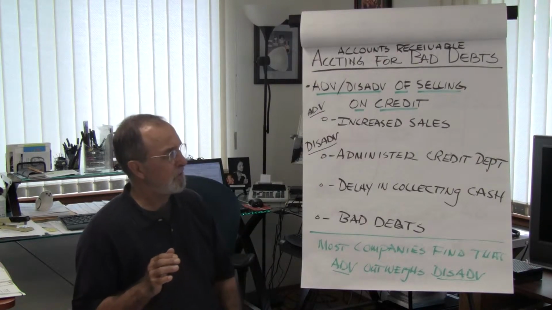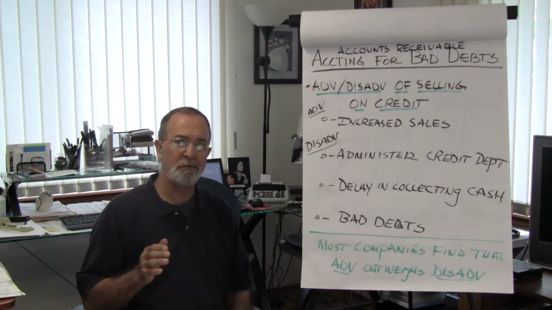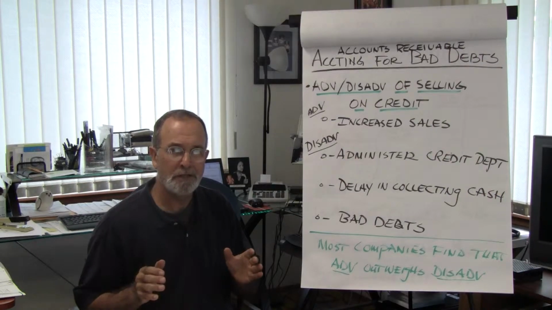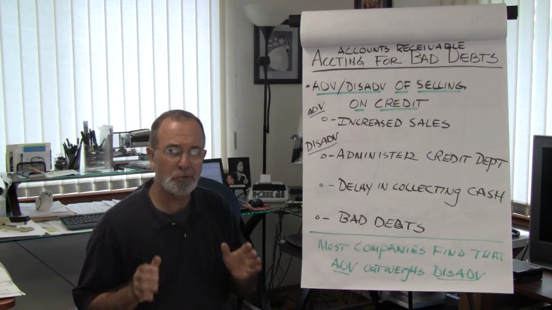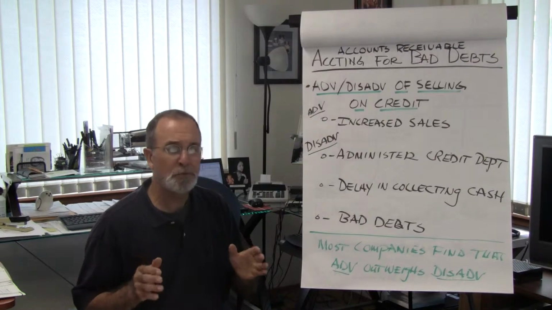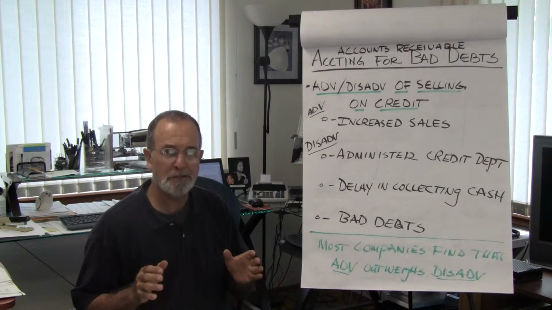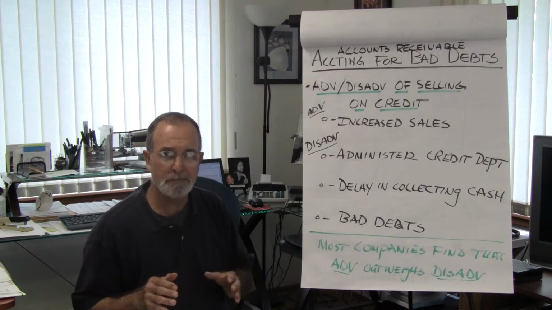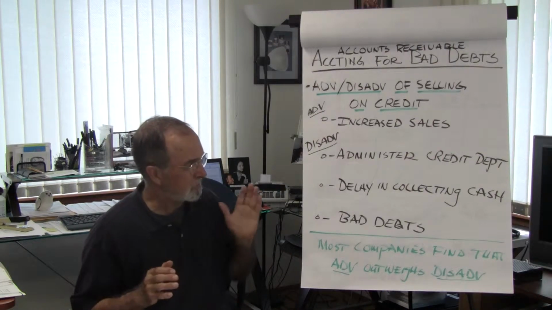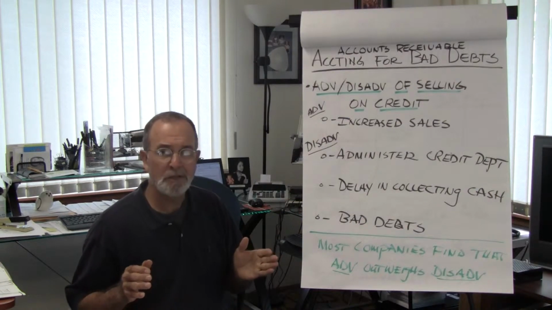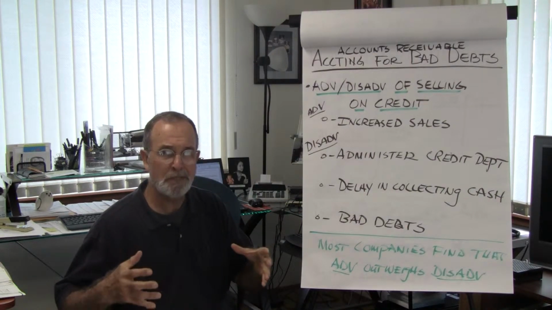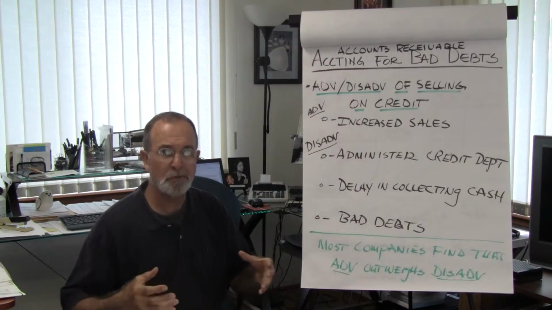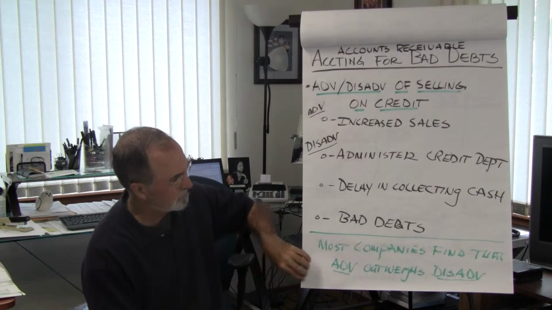Keep in mind, when we talk about credit, we're not really focusing on credit card sales or credit through credit cards. Credit cards are a different animal and are discussed in another chapter of this course. When we talk about credit in Chapter 8, we're talking about credit that the company is offering and administering in-house, their own accounts receivable.